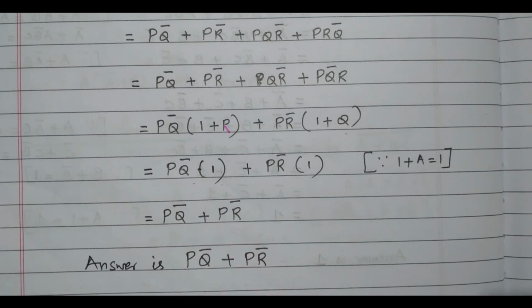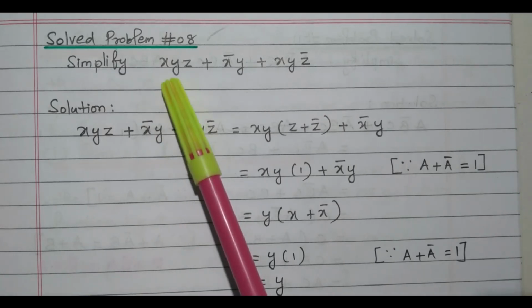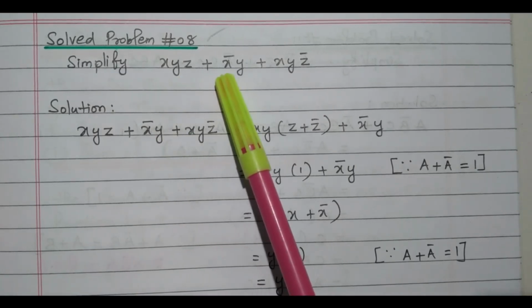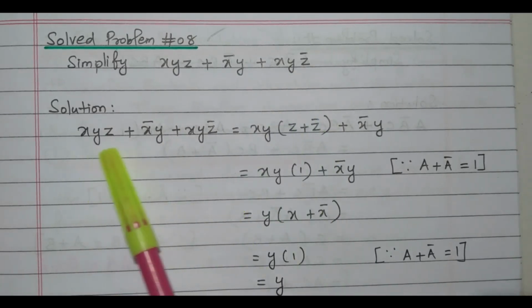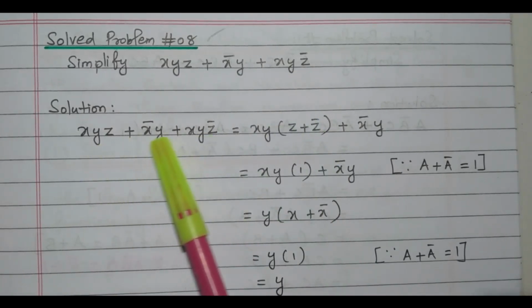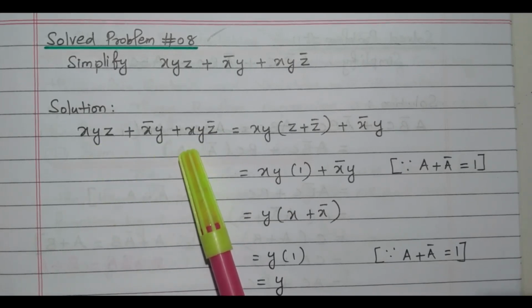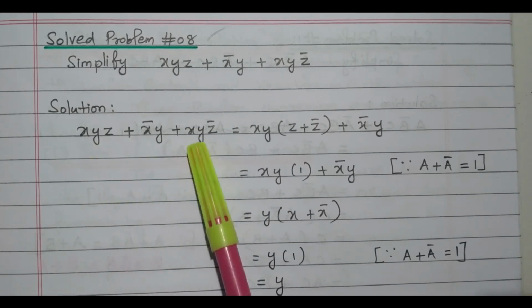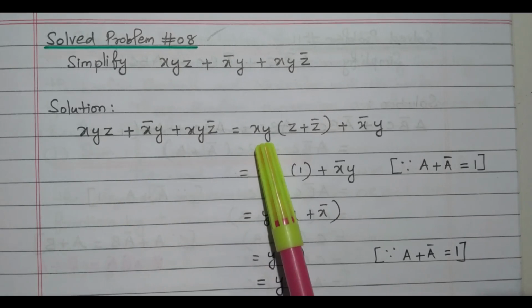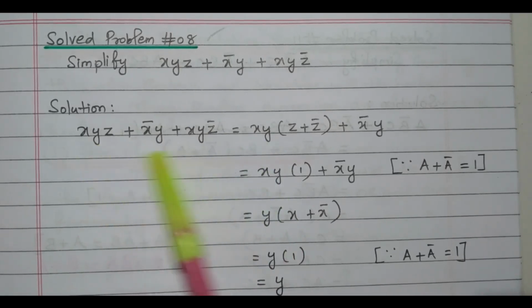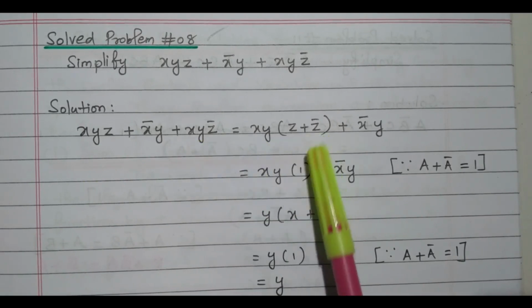Now we'll go to the second problem. In the second problem, it is given xyz plus x̄y plus xyz̄. So that is written here. Now we need to take the common terms outside so that we can go for further simplification. So in the first and third term, xy is available commonly. So we'll take xy outside. If you take xy outside, the remaining term is z. Similarly, if you take xy outside, the remaining term is z̄.